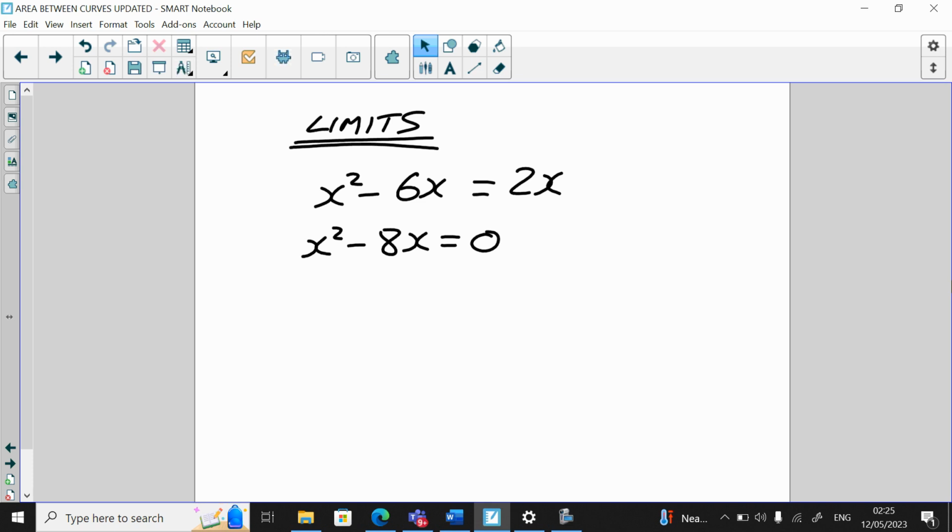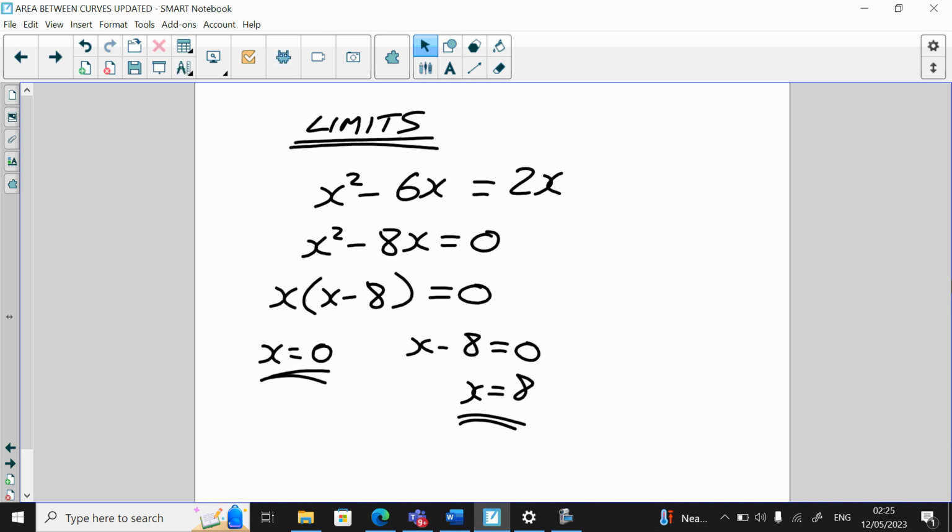And that looks similar to the last one. I can just factor out an x here. That's what I've done. I'm going to separate and solve. So x is equal to 0, or x take away 8 is equal to 0. That's fine. x equals 0 is a solution, and x equals 8 is a solution. So I've now got my limits of integration.